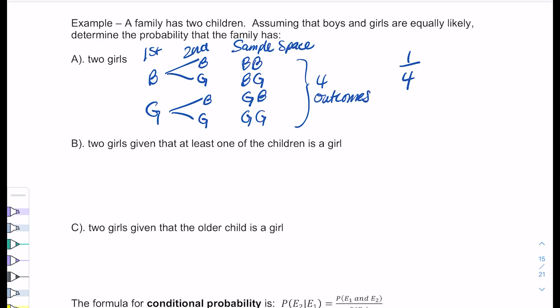Okay, now I'm looking at the probability that the family has 2 girls, given. So there's that word given. That means it's conditional probability. Given that at least one of the children is a girl. So remember, at least by definition means 1 or more. Okay, so this tree diagram is going to be helpful. So here I'm looking at the probability that you have 2 girls given at least one is a girl.